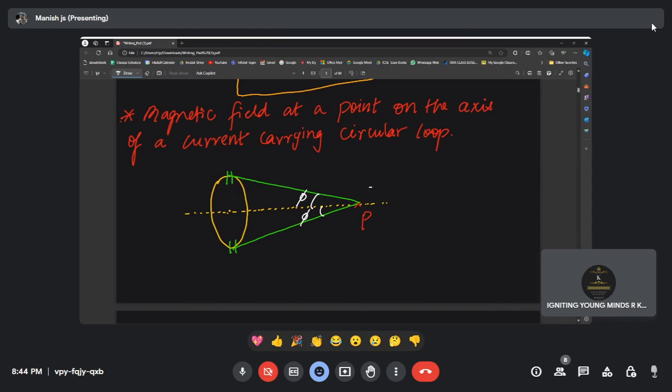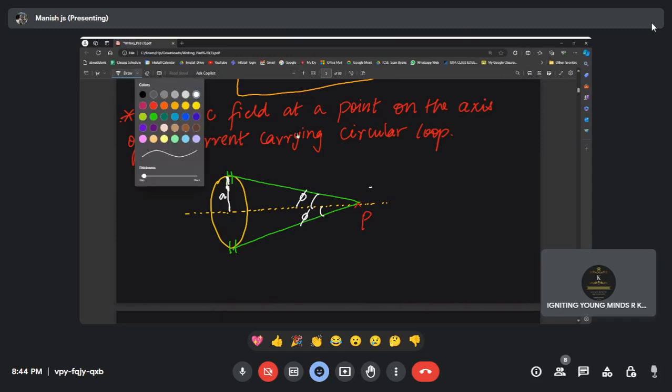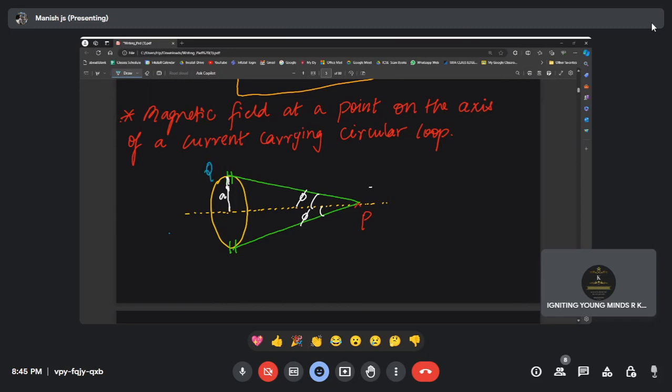And say the radius. Radius we generally use as a only. So radius is a. Phi is nothing but the angle: the upper and lower ends of the loop make an angle of phi with the axis of the loop. So we can start naming them. If I'm taking this as P, let's take this point as Q, and this point as R. And the center we will take as O. So this is how the figure is.